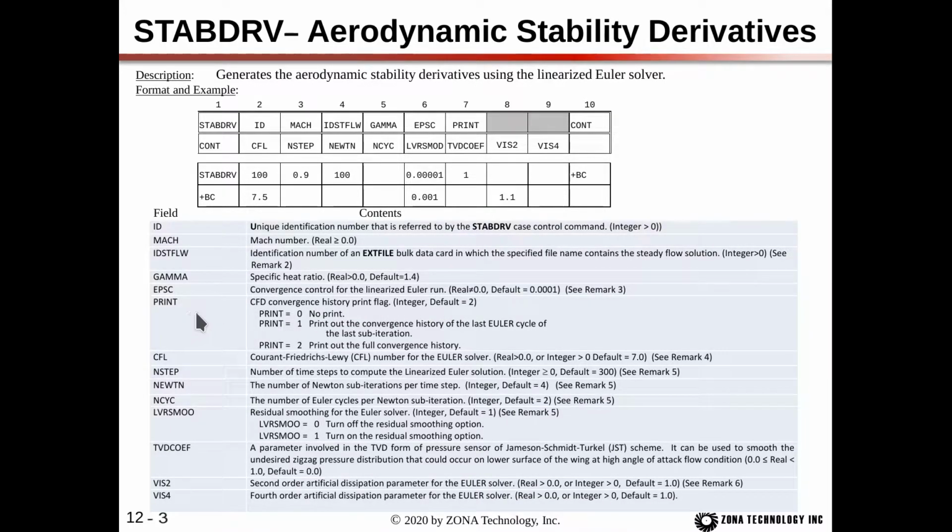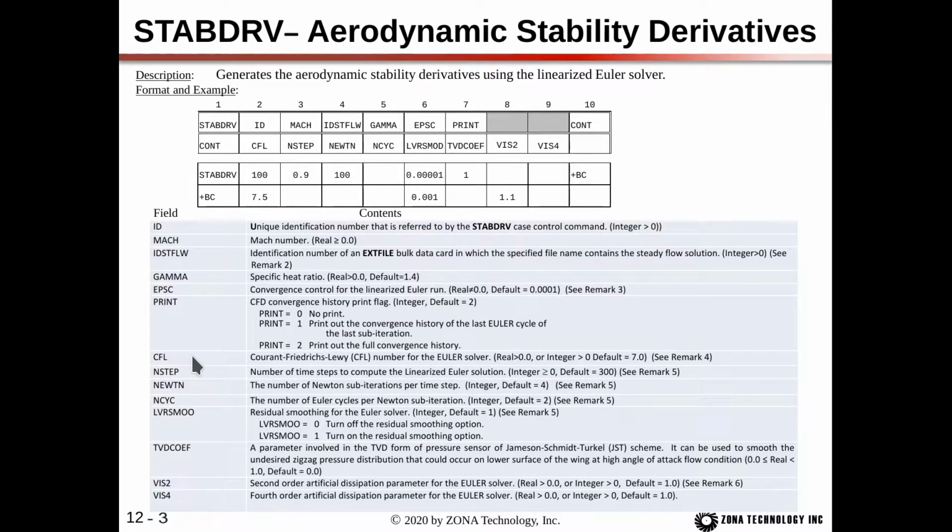Next we have a print field. This is the CFD convergence history print flag, where the default once again is 2. So 2 is print out the full convergence history. Print equals 0 suppresses the printout of the convergence history, and then print equals 1 only prints out the last Euler cycle of the last subiteration for each time step, or pseudo time step I should say.